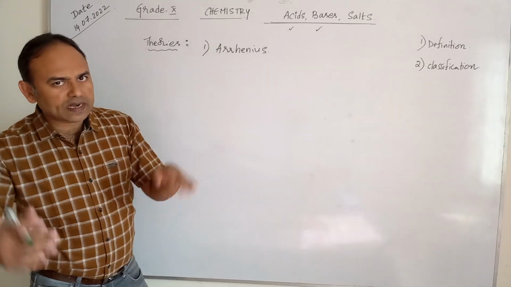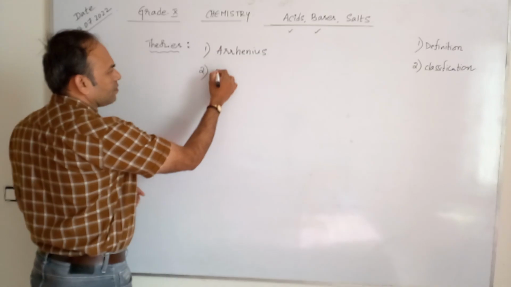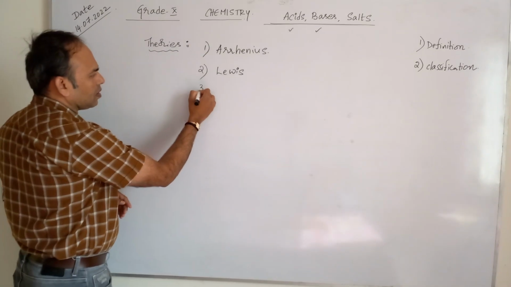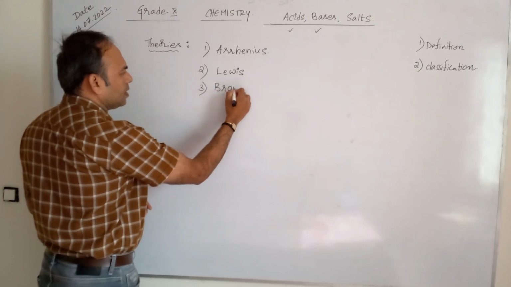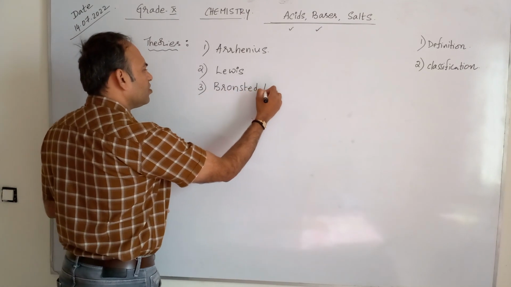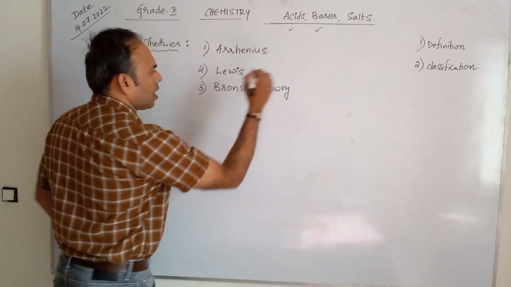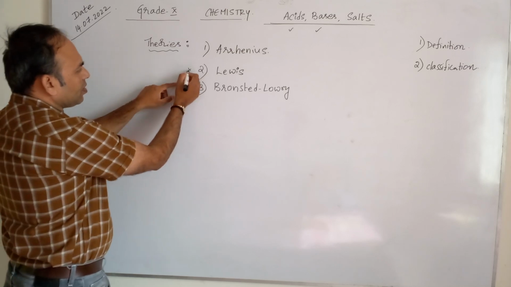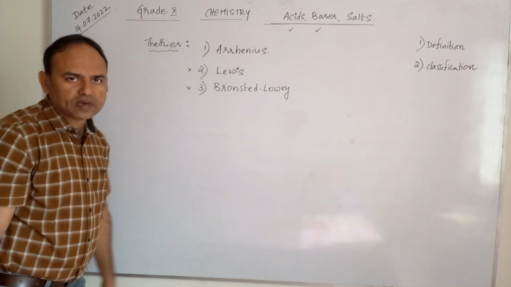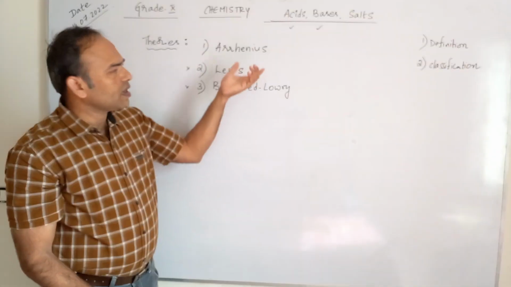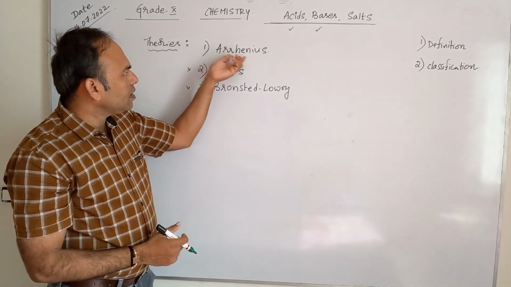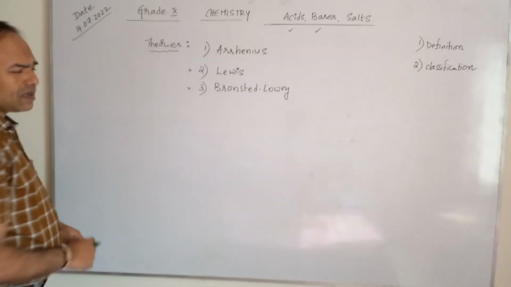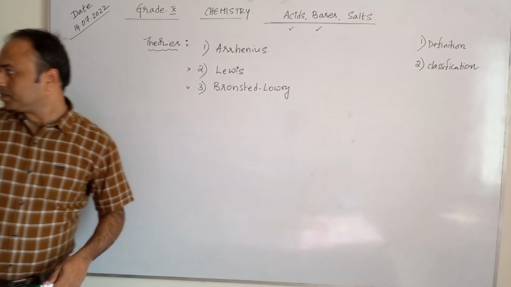If you move towards grade 11, we have the Lewis acid base theory and the Bronsted-Lowry acid base theory. At present we are not going to discuss the Lewis theory or the Bronsted-Lowry theory. In grade 10 we are limiting ourselves to the Arrhenius theory of acids and bases. So let us continue with this. What is this Arrhenius theory?